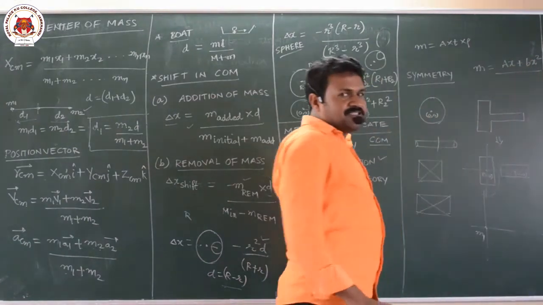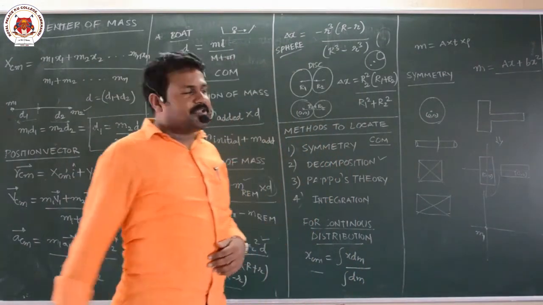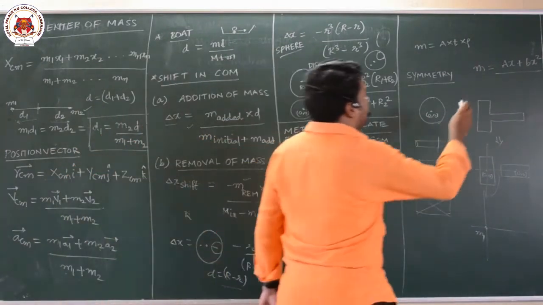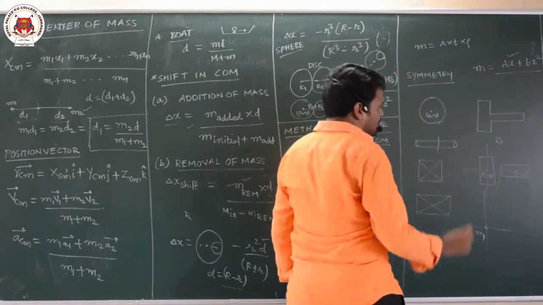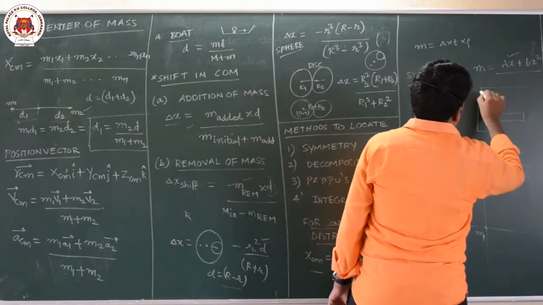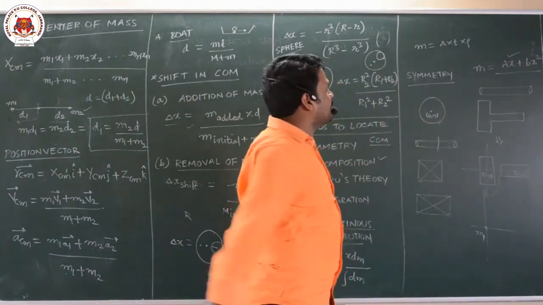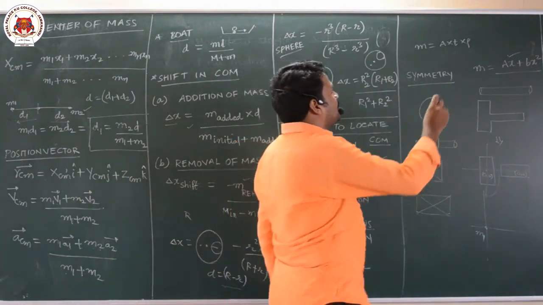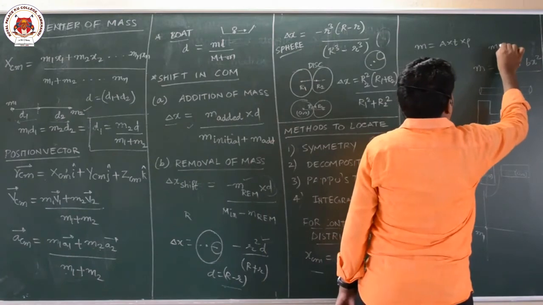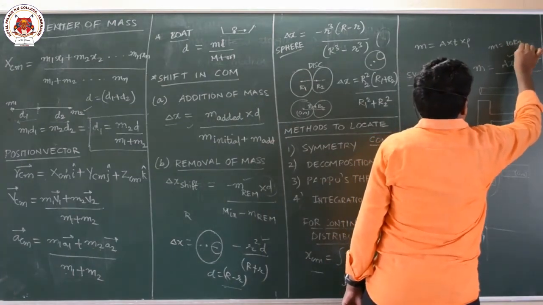Mass is varying, that means it is not a regular body. What is happening is that mass is varying with distance x. Suppose there is a rod whose mass varies with the x value. Mass is not constant here. If I say M is equal to 10 kg, it is a constant value.